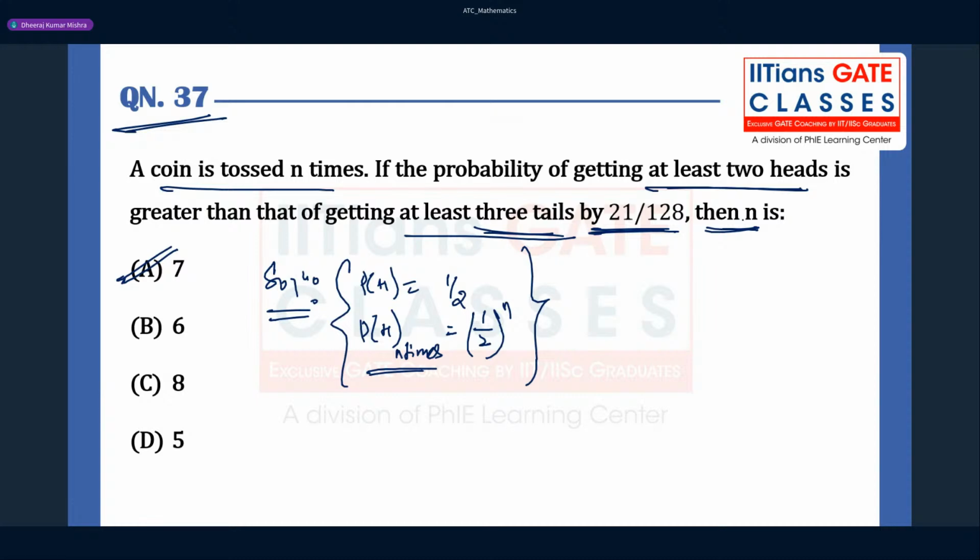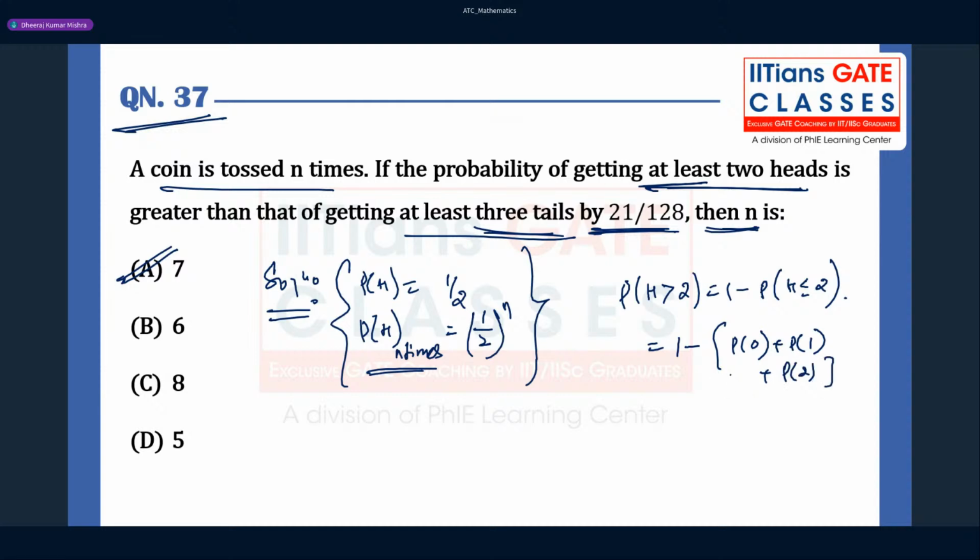So what you can do here is, whenever they are saying at least, you can consider that if they are saying the probability of getting heads is at least 2, you can say 1 minus the probability of getting heads less than or equal to 1. So you can consider 0 heads and 1 head. So you can say 1 minus the probability of getting 0 heads, minus the probability of getting 1 head. This is how you can find it out. Understand?